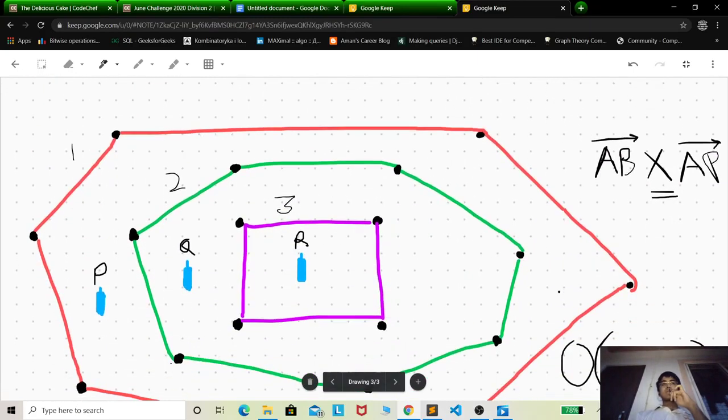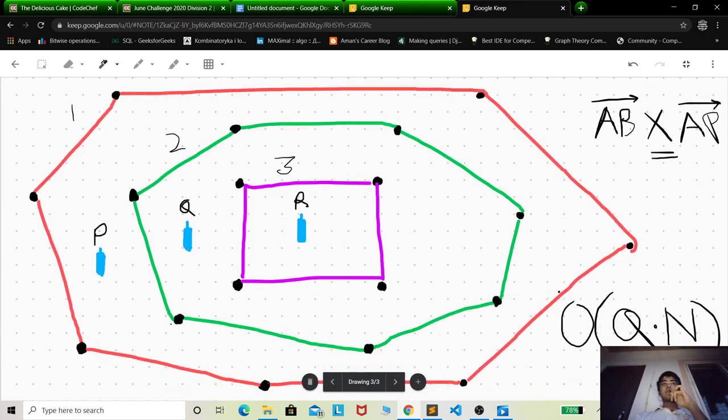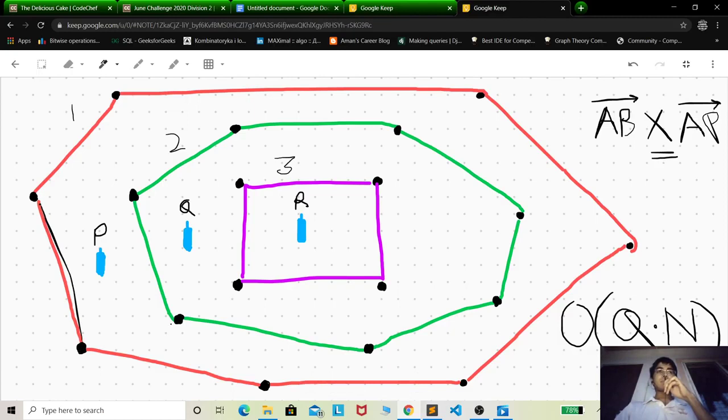Suppose there are 3 layers over here, 1, 2 and 3, and there are candles at positions P, Q and R. That is the query. Consecutively we are given query points: first P, then Q, then R. We need to find out how many layers completely enclose each point. So how do we do that? Again we use the property of cross products over here. So consider a line segment AB.